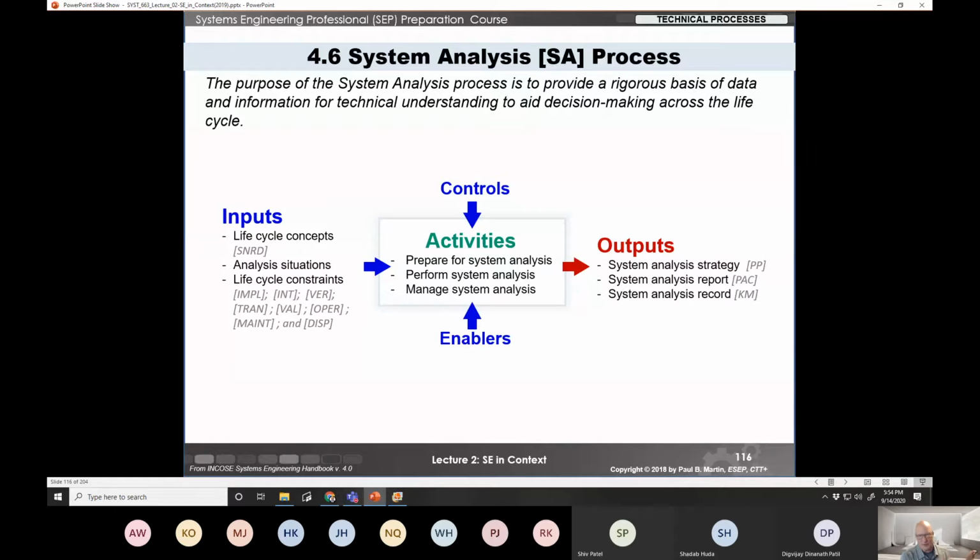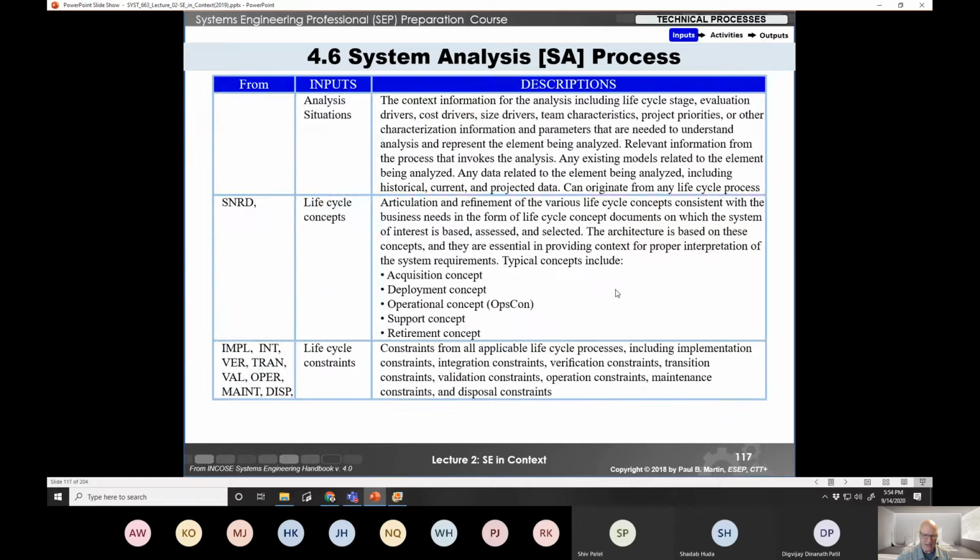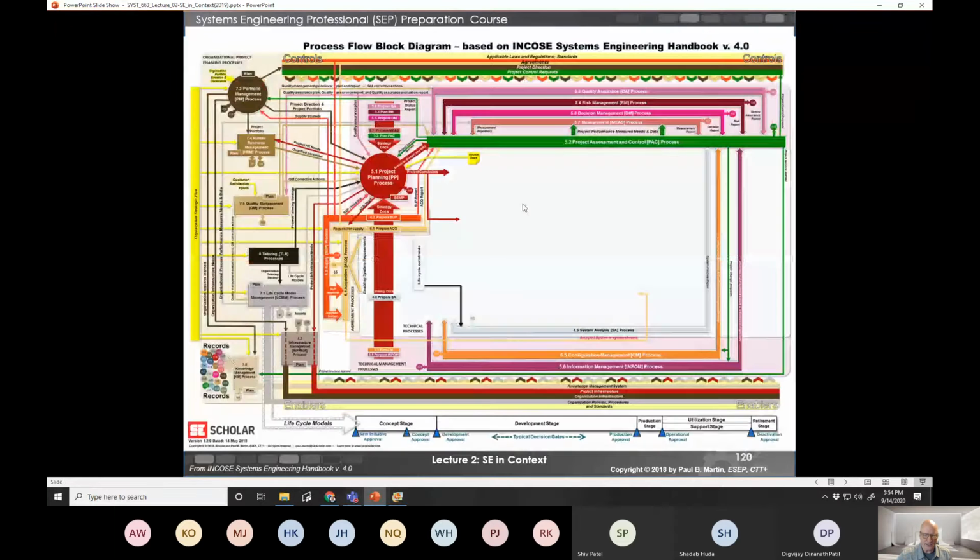So normally you have some kind of situation, just like you had a decision. This would be an analytical situation. You would prepare for that, then actually perform your analysis, and then manage whatever analysis report would come out. So this is a thing that goes all the way across.